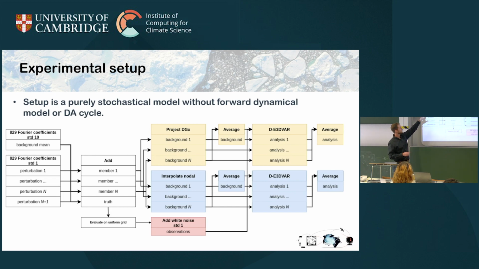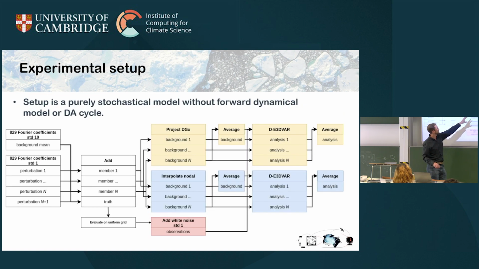Then we added these perturbations to the ensemble mean, generating ensemble members. We set one of these ensemble members apart as being the truth, from which we sampled observations, and the other ensemble members we treated in two ways. We interpolated them to a uniform grid. This represents our current method, and we projected them onto the DG polynomials.